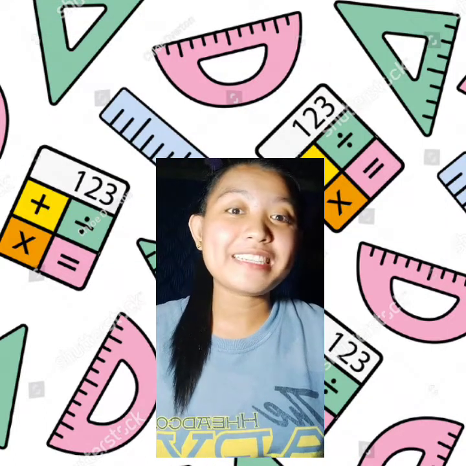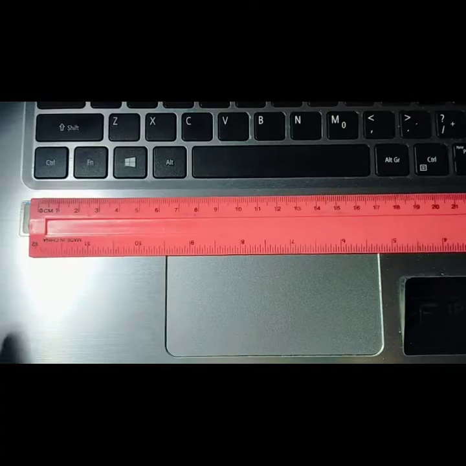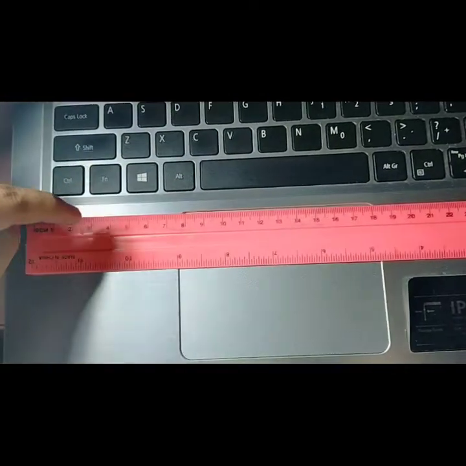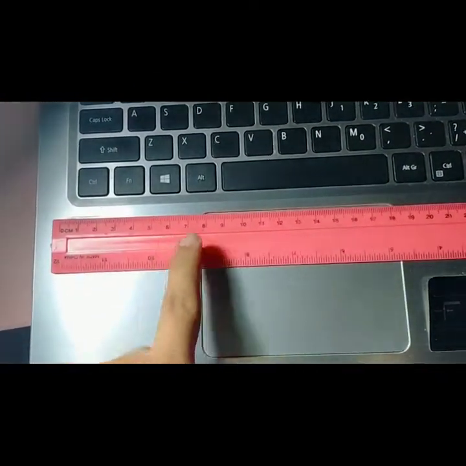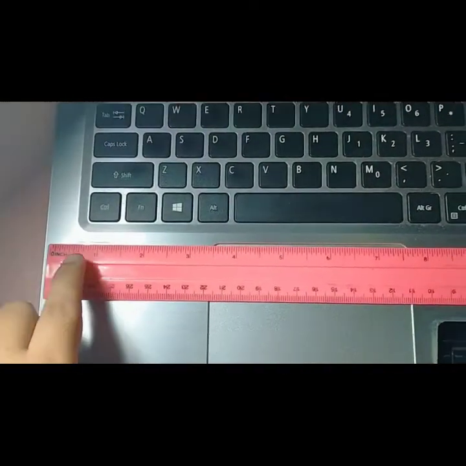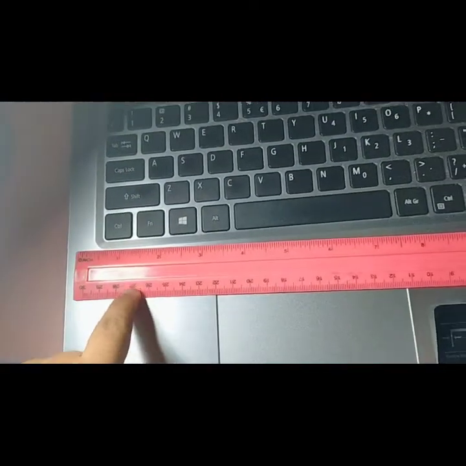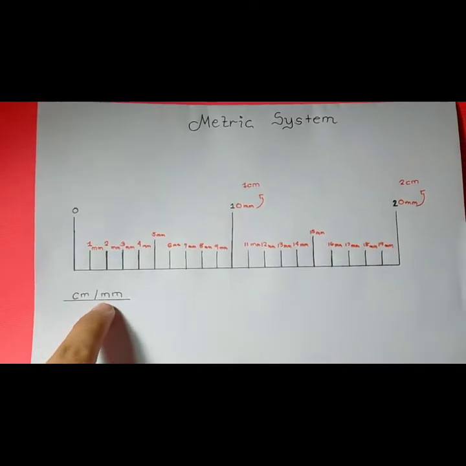So at this moment, I am going to discuss how to read a ruler. So now this is our ruler. In this part, this is what you call the metric system, which is the centimeter or the millimeters. While on this side, this is our English system, which is inch. So that is our English system, and this part is our metric system.